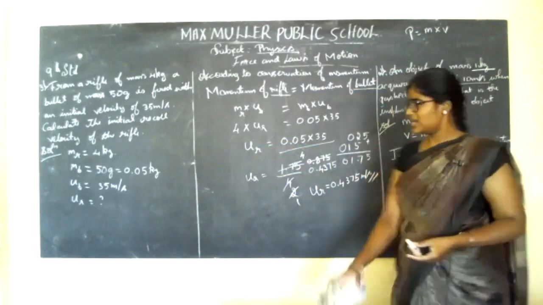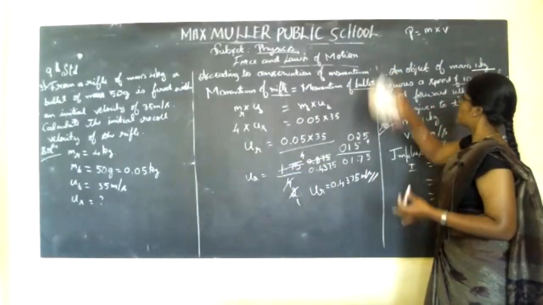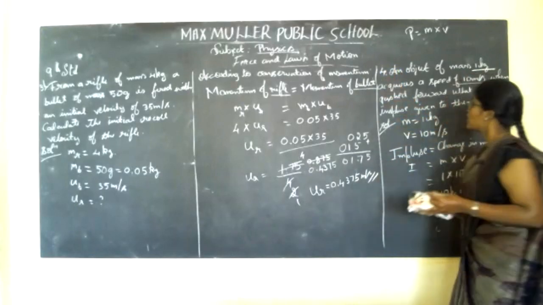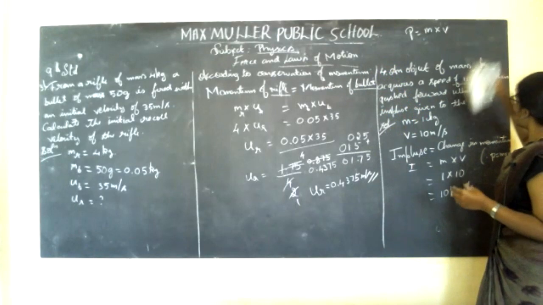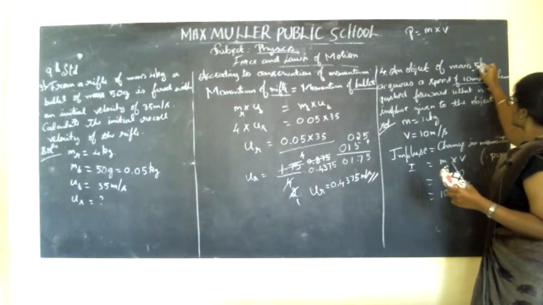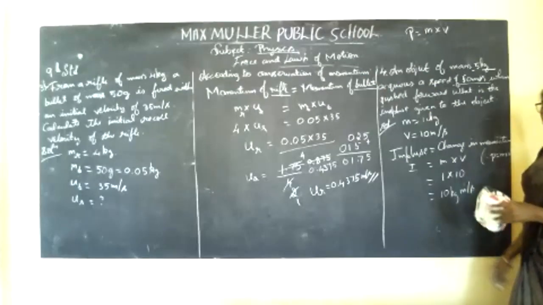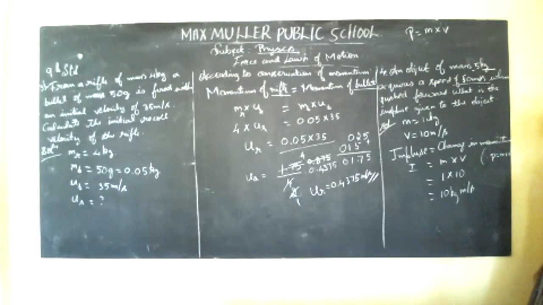So shall we do one more problem based on the impulse? Anyhow, the question is ready. So we'll change the question and do one more on the last problem. Let me change the mass. Let the mass be 5 kg and this be 50 meter per second. Read the question: an object of mass 5 kg acquires a speed of 50 meter per second when pushed forward.